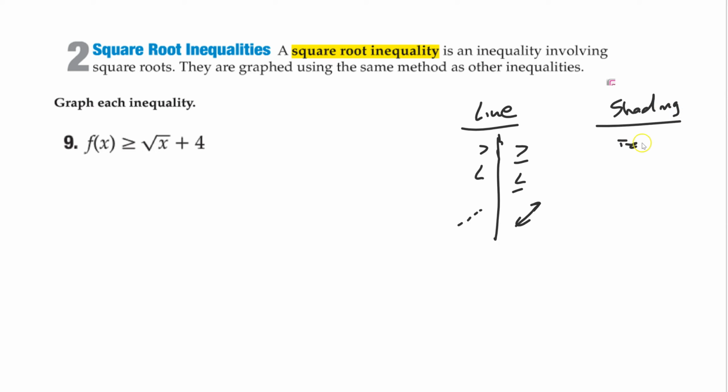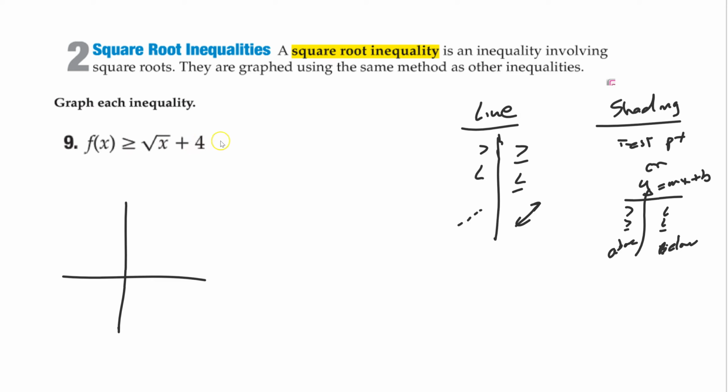There are always two ways to do it: a test point, or if it's in proper notation, then greater than or equal to is above, and less than or equal to is below. Again, this only works in proper notation. So let's do this first one.